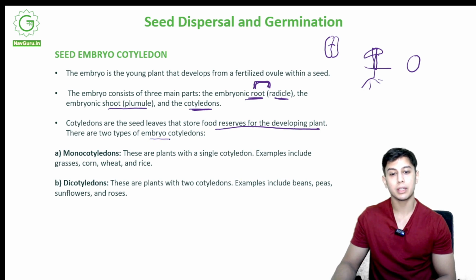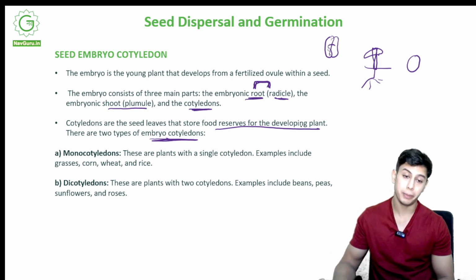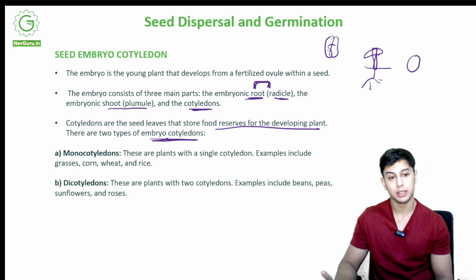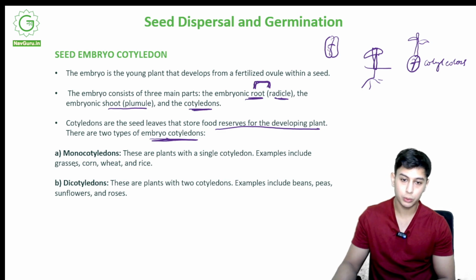There are two types of embryo cotyledons, monocotyledon and dicotyledon. Okay, so there are two types of cotyledon. These are the ones storing food. So what are we eating when we are eating kidney beans? We are eating that food which was stored for the seed. These contain carbohydrates, which were meant for the developing plant. So that developing plant which needed food was in these two cotyledons, right? So there are two types of cotyledons, monocotyledons and dicotyledons.